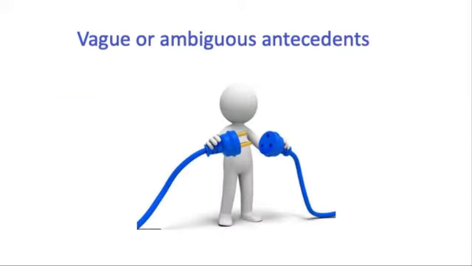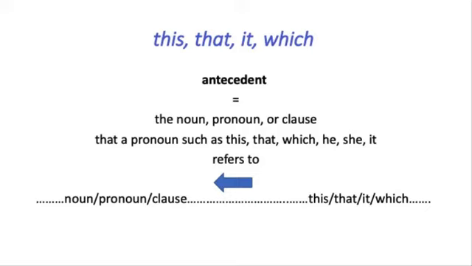On to the second pitfall, ambiguous or vague antecedents. An antecedent is the noun, pronoun, or clause that a pronoun, such as this, that, which, he, she, it, refers to. The antecedent, from the Latin antecedere, to go before, usually appears in the same sentence or in a previous sentence. Each pronoun should clearly refer to one specific antecedent.